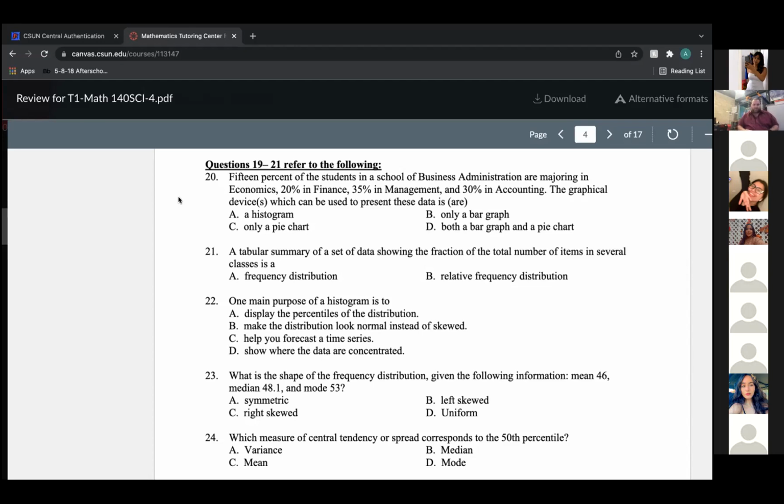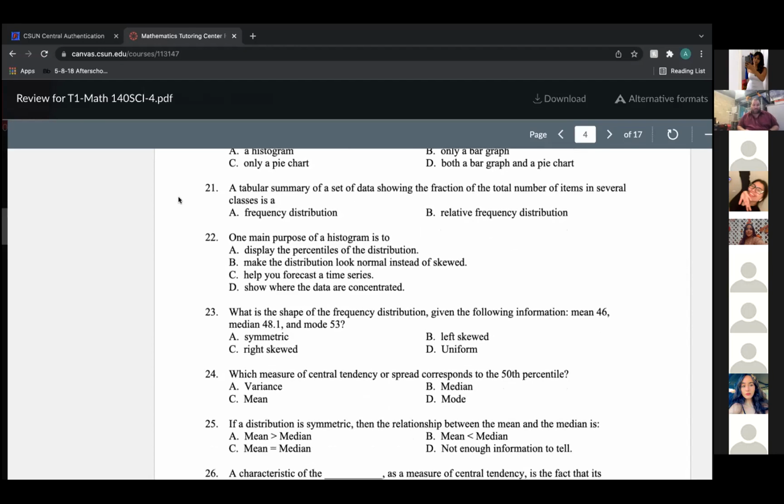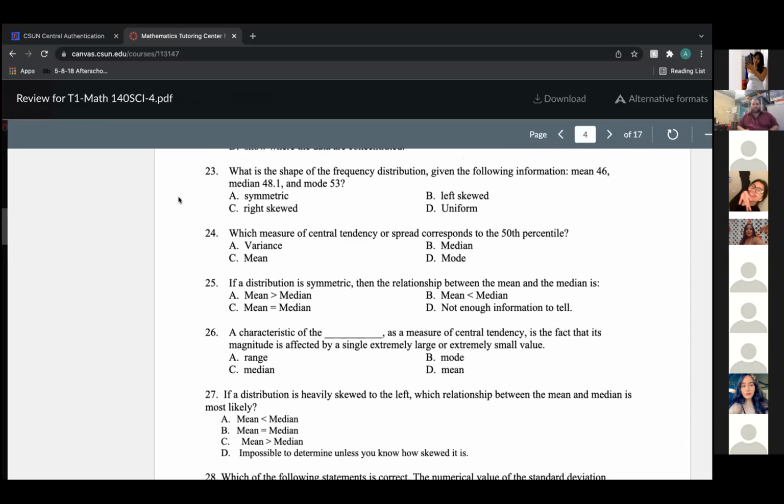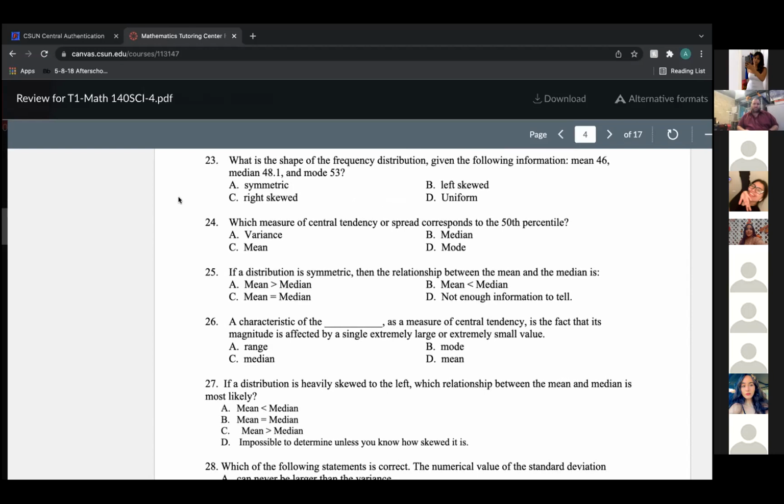What is the shape of the frequency distribution given the following information? Mean 46, median 48.1, and mode 53. The mode is where the peak is. The mean is the direction of pull if it's skewed one way or the other, and the median will be somewhere in between. So because the mean is pulled to the left, we have a left skewed distribution.